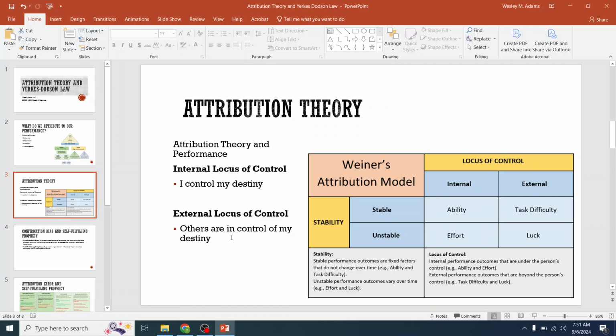External locus of control is somebody that feels like others are in control of their destiny. When things go wrong, they tend to go external. They start blaming task difficulty, right? Or they start relying on luck to get by. That would be external locus of control. All right, let's come back to internal locus of control and let me explain how I use it and why they define these traits as stable and unstable.